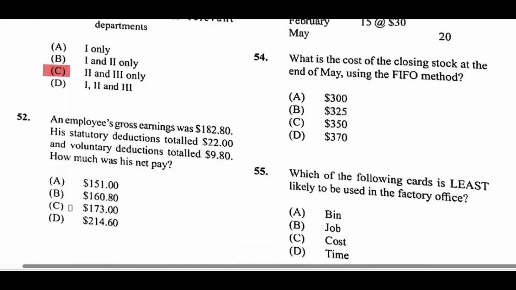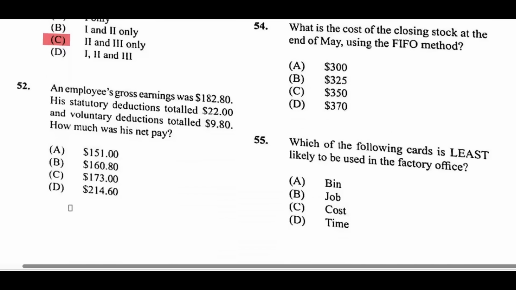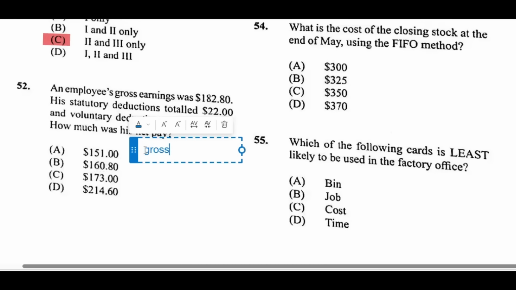52. All right. No calculation, no calculators allowed, okay? An employee's gross earnings was $182.80. His statutory deductions total $22 and voluntary deductions is $980. Net pay. So the rule is net salary is gross minus deductions. You will get here net salary. NS is net salary. So what is the gross? $182.80 minus, what is the deductions?